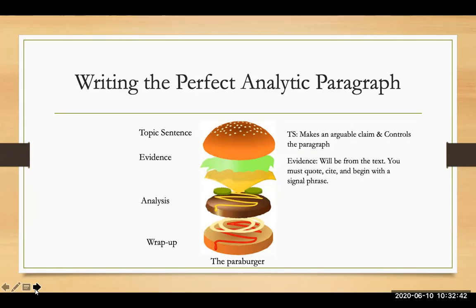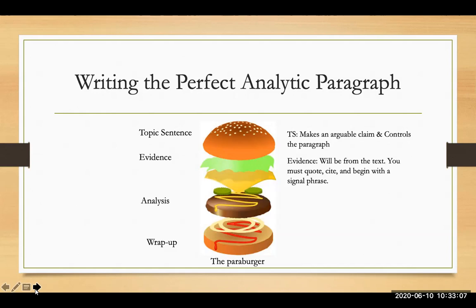You're also going to need evidence. Evidence in the humanities is going to come from a text, something that you're studying, whether that be a history, a collection of poems, even a film. You'll need to cite or quote or describe it. So you must quote, cite, and you must begin with a signal phrase, something that lets your reader know where this quotation is coming from. Otherwise, we call that a floating quotation, and that's a quotation that's unattended.